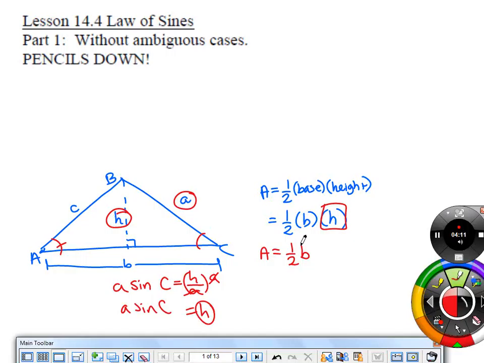And then instead of saying times H, I'm going to plug in all this stuff that's equal to H. So times side length A times the sine of angle C. Okay? So you might think that's not helpful, that's complicated. I agree with you. So if I don't remember this formula, could I figure it out on my own like you guys did yesterday and draw stuff in? I could, okay?